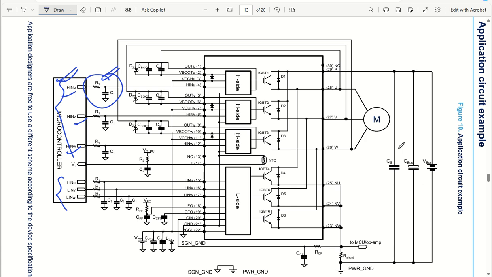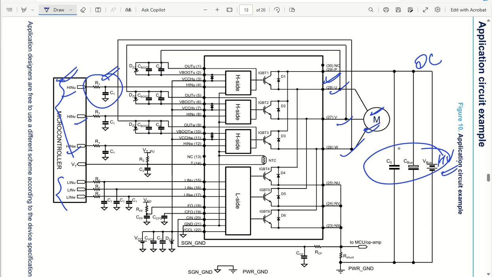Let's talk about the motor driver. As you can see, we have connected the U phase, V phase and W phase directly to the motor, which is being driven. Coming back to the bus voltage, the bus voltage is the high voltage pin. We have the high voltage here, from a battery or maybe from an AC source, which is then rectified to a DC source. So this is my DC signal of high voltage.